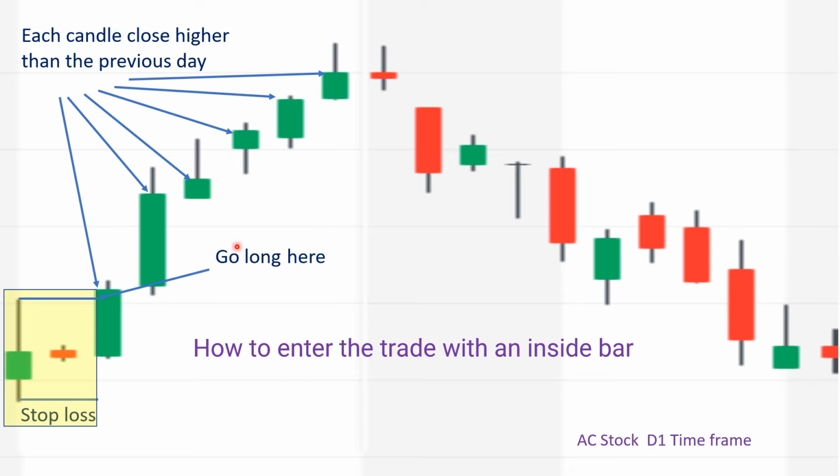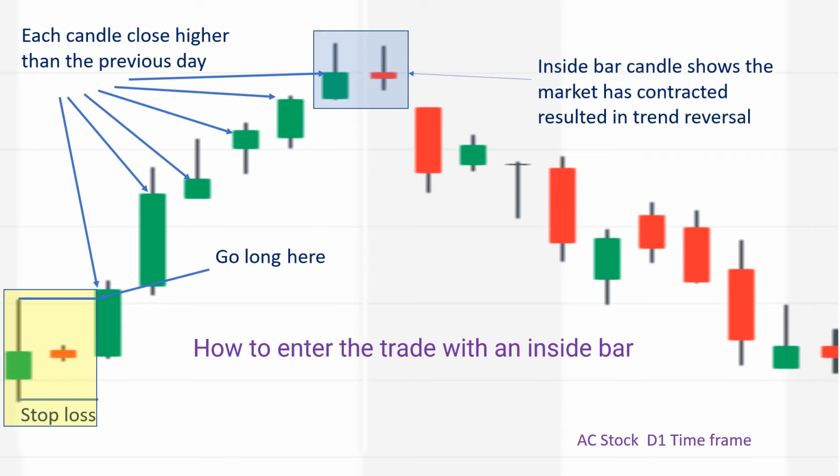This trend is strongly going up until you see the formation of another inside bar near the top of an uptrend. This inside bar is telling you the uptrend is slowing down and the market has contracted, which may result in a trend reversal, as you see.